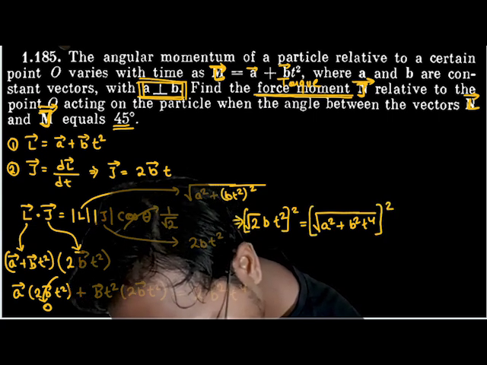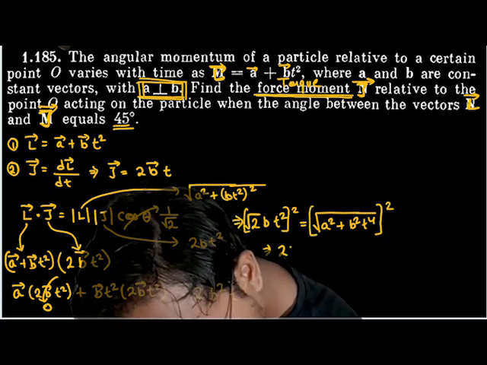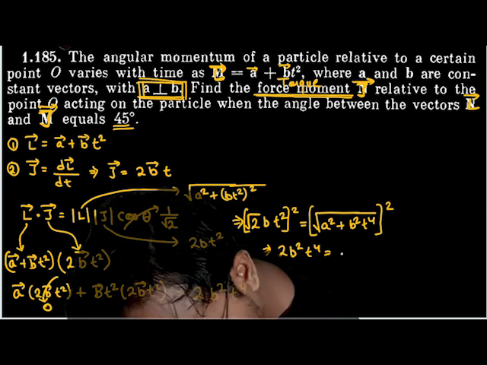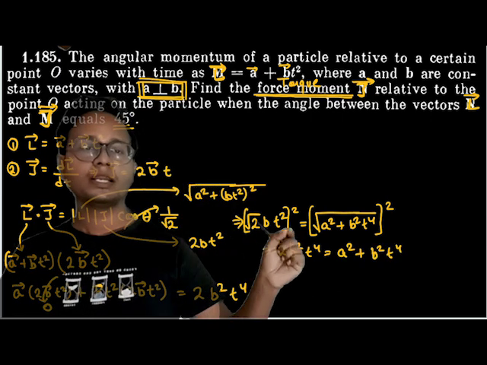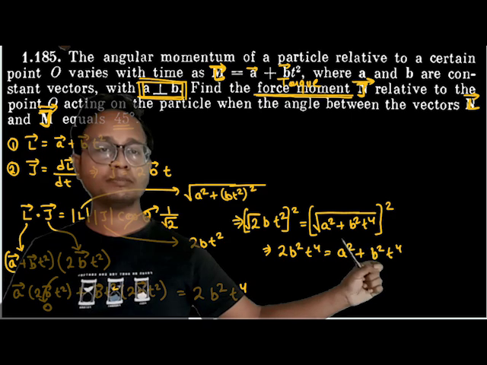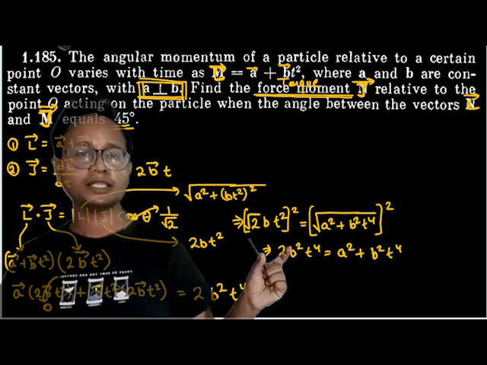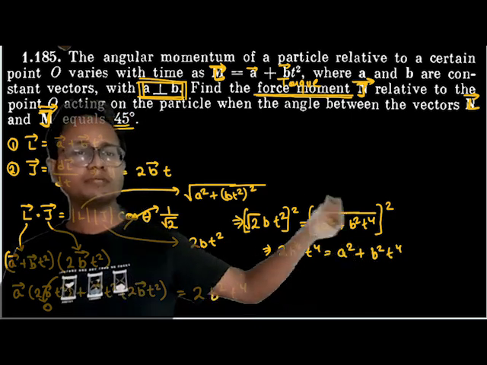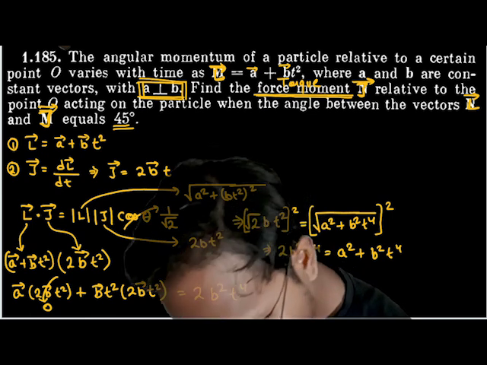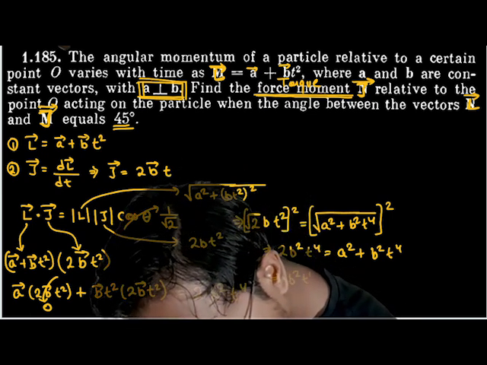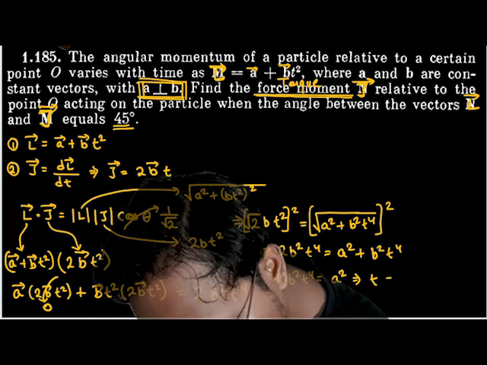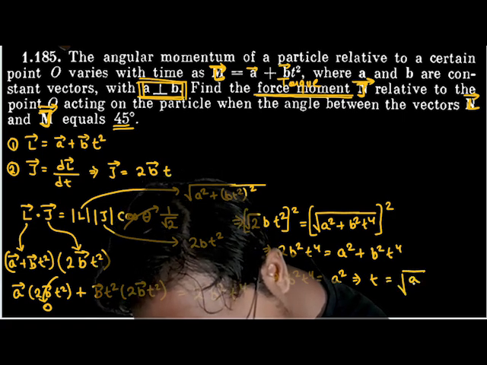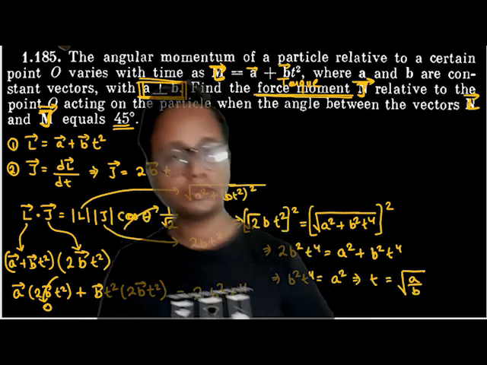What do I get? I get 2 b square t to the power 4 is equal to a square plus b square t to the power 4. Then fine. Now 2 b square t to the power 4, and out here is b square t to the power 4. If I bring it to the left hand side, it will be 2 b square t to the power 4 minus b square t to the power 4. So we get b square t to the power 4 is equal to a square. Or if I isolate the value of t, t is equal to the square root of a by b. So t is under root of a by b.